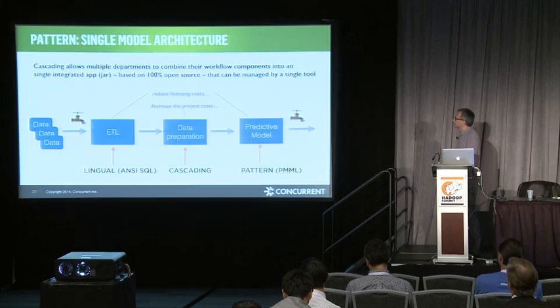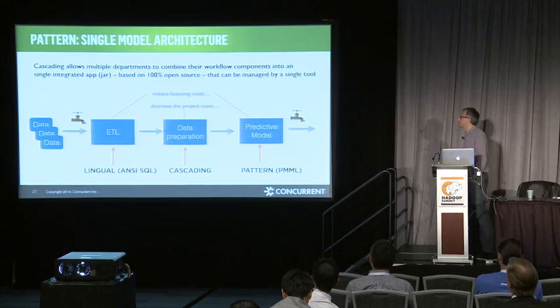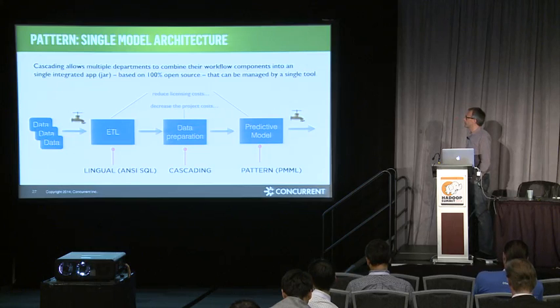So the idea is kind of like a single model architecture, right? This is something that's interesting for a few customers, that you can actually create a combined application using the Cascading family. And in the end, you can do a complex data process across one application. So you could use Lingual to do the ETL, if the ETL is simple enough. You might have to do more advanced data preparation. And then you can use Pattern to just score the models. And again, all the stuff we have is open source.